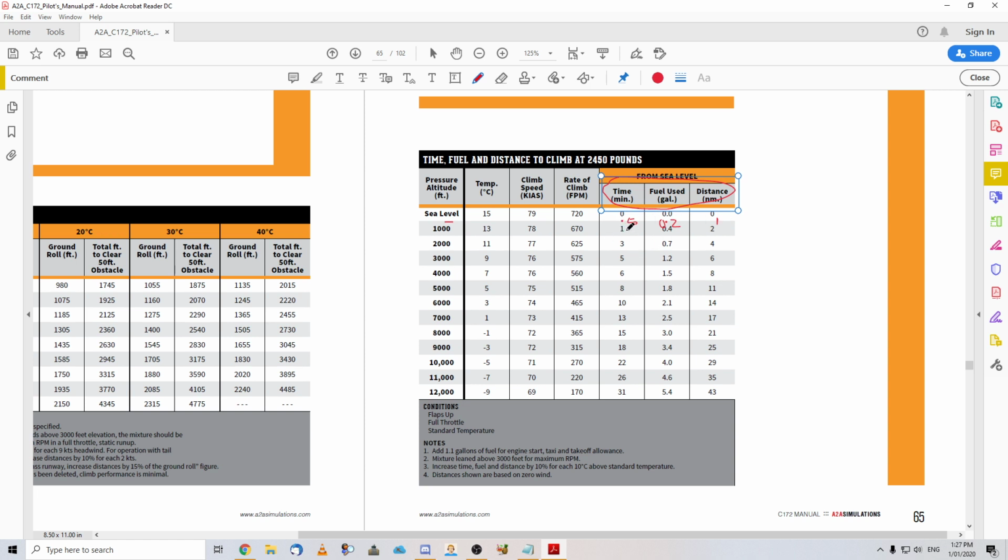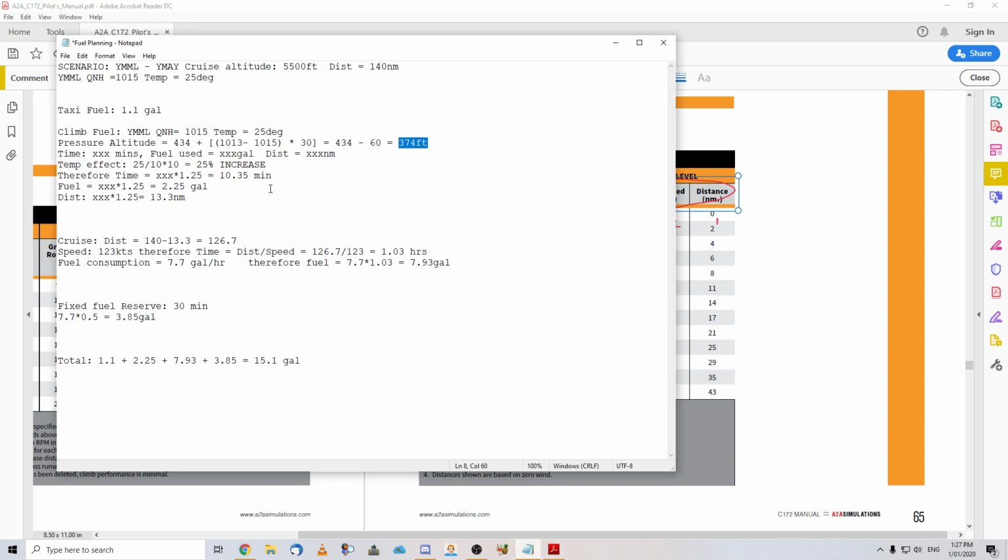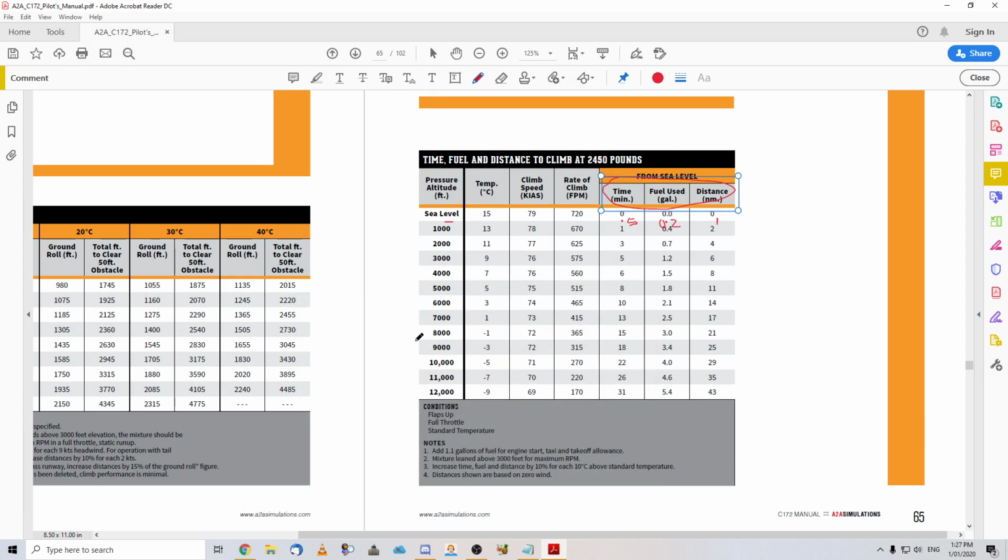Now the reason I've done that is because in our scenario we've decided to go from Melbourne to Albury, and we're going to be climbing because we're VFR at 5,500. We've looked at the weather and found that the winds are more favourable at 5,500. So we're going to be climbing to 5,500, which sits between 5 and 6, so we've got to extrapolate.